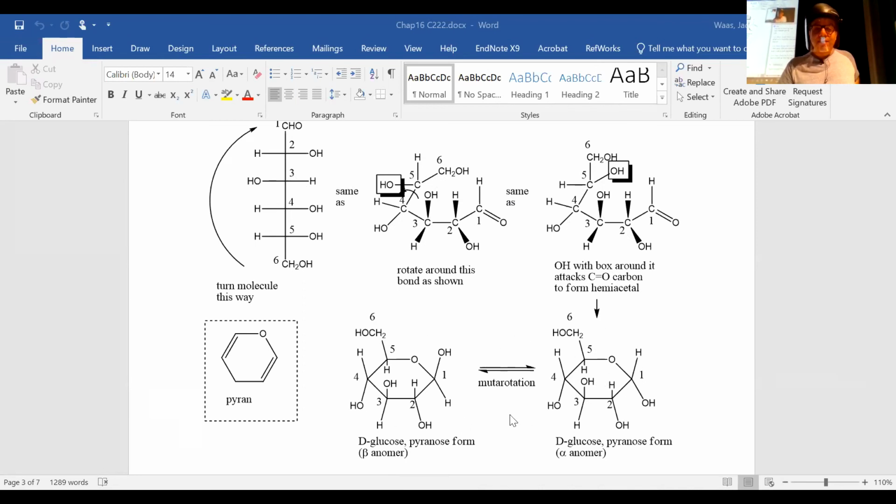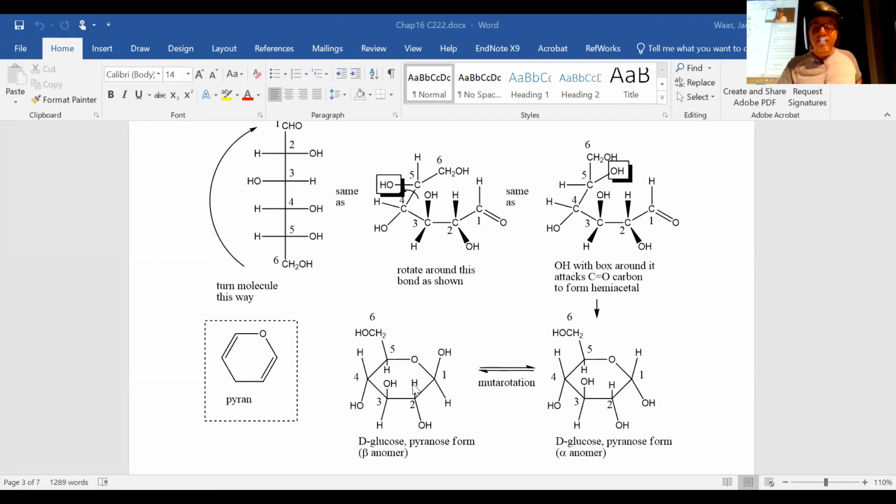This, by the way, is yet another type of projection that you can use to draw sugars in their cyclic forms. And we actually used this already with ribose and deoxyribose in chapter 18 on the nucleic acids. These are known as Haworth projections, H-A-W-O-R-T-H. And like I said, I'm not really concerned if you can draw these. I would like you to be aware that these cyclic forms exist.